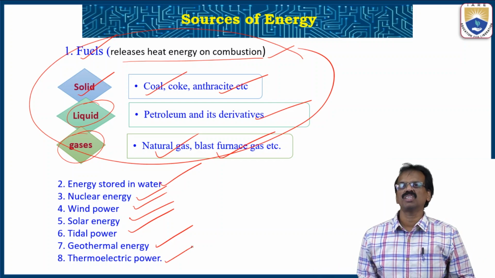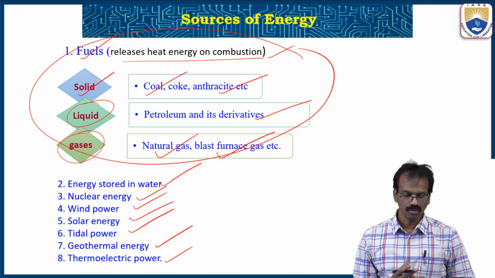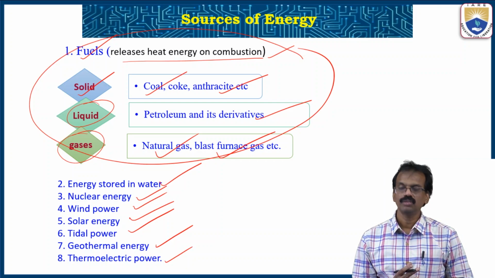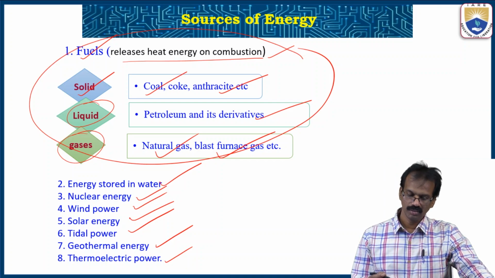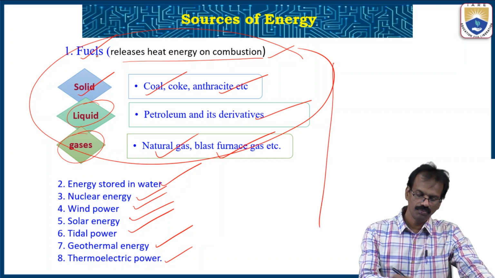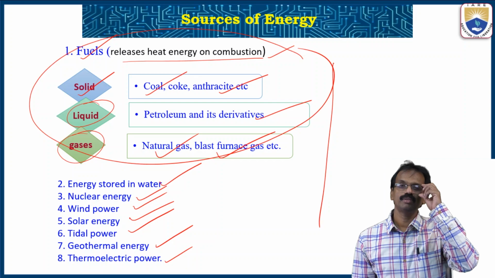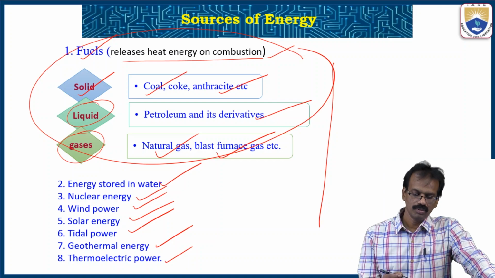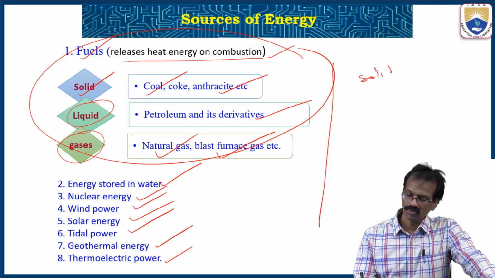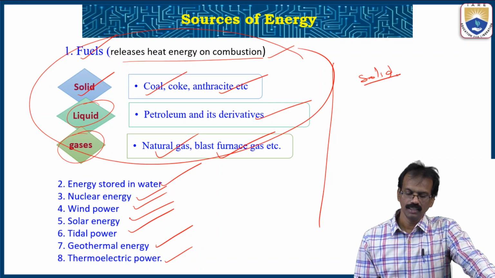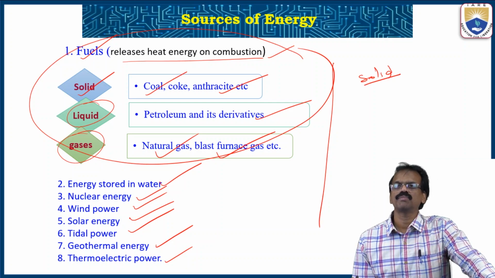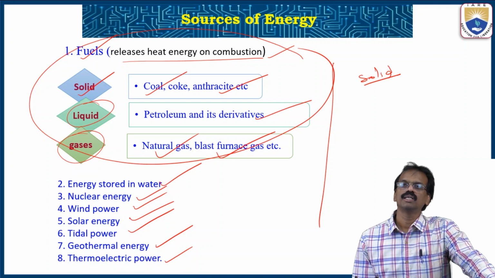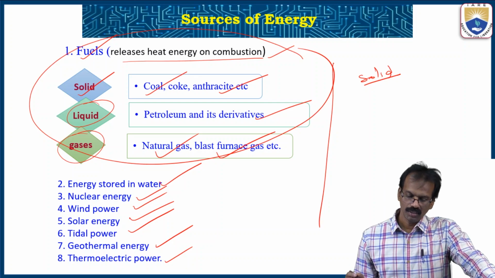We'll see one by one what fuels are, and next what is the energy stored in water, and nuclear energy, wind energy. All these things we'll see. First of all, we'll see the fuels. What are fuels and how many types of fuels there are, we already discussed. We'll see different types of solid fuels, like coal, formation of coal, what the ingredients of coal are, and the different types of coals and cokes, anthracite. All these things we'll see.